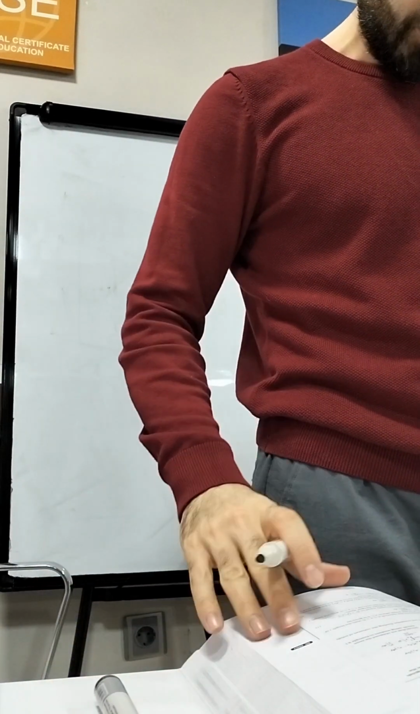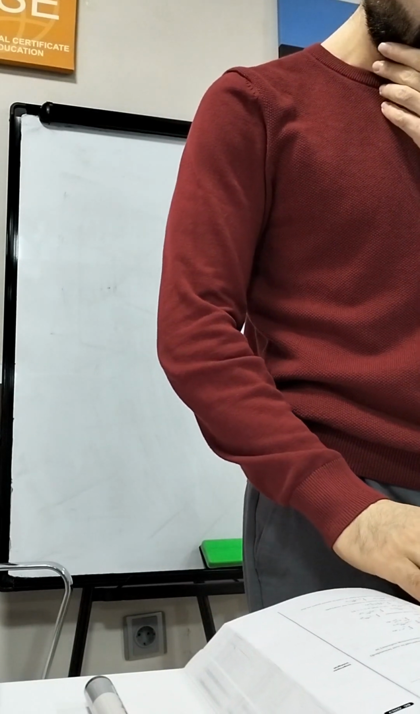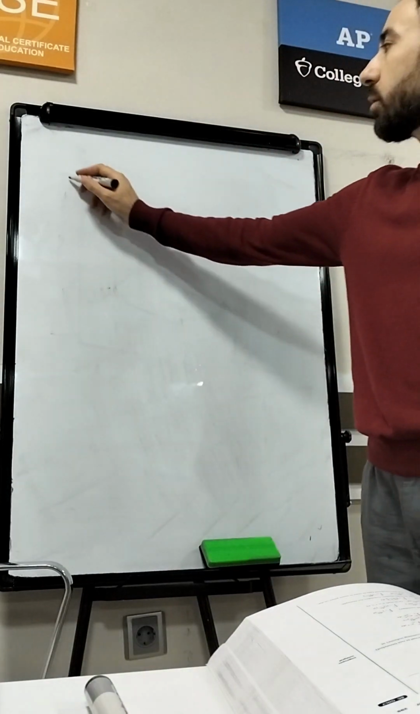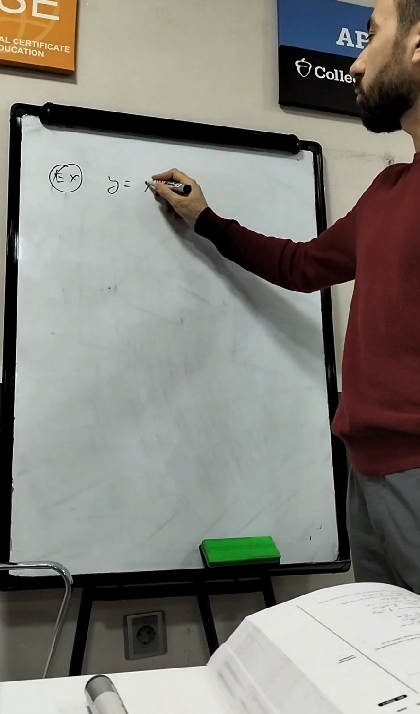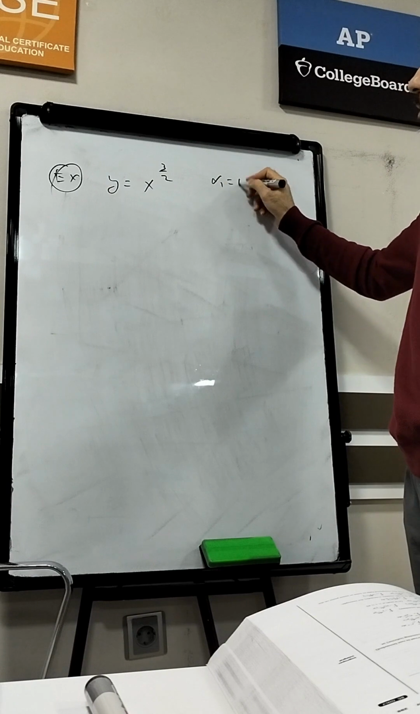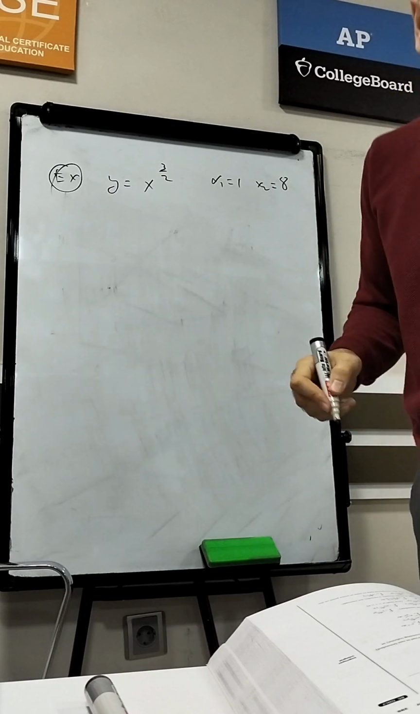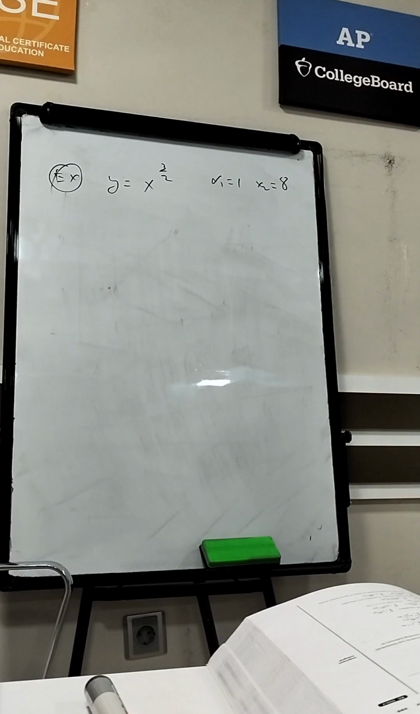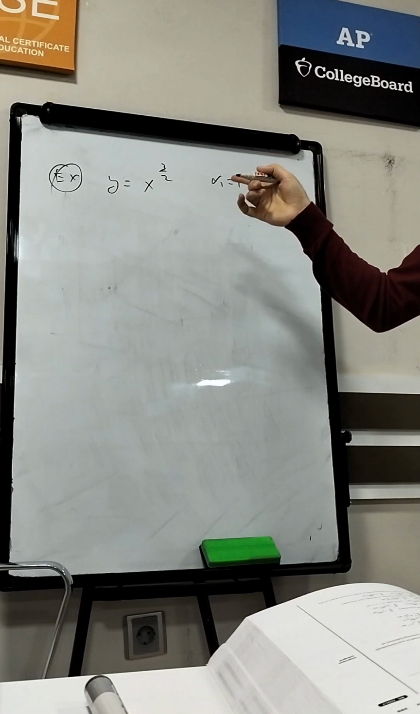Which kind of examples are given for us? Find the length to 3 decimal places of the curve y equal to x power 3 over 2, from x equal to 1 to x equal to 8. We should find the length of the curve to 3 decimal places. We will round it to 3 decimal places, okay?